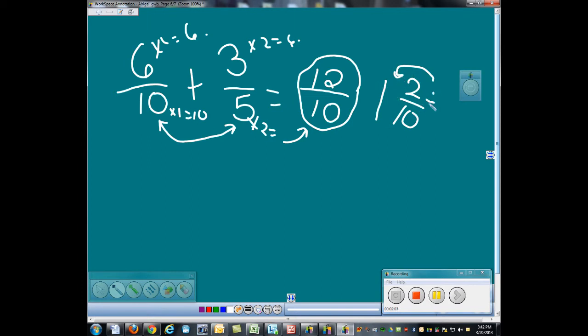2 divided by 2 equals 1, and 10 divided by 2 equals 5. So my answer is 1 1/5. I'm Naya, and this is the way I add fractions with unlike denominators.